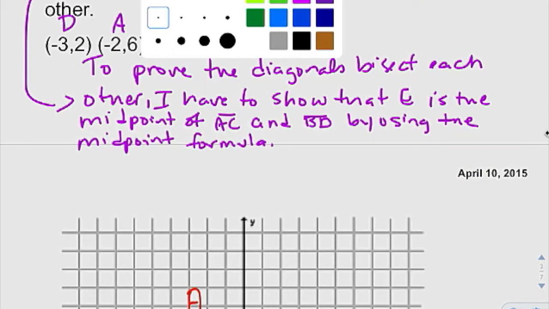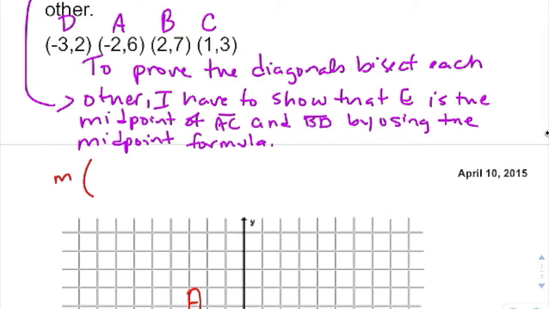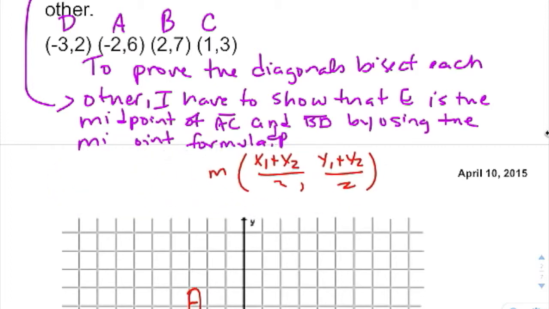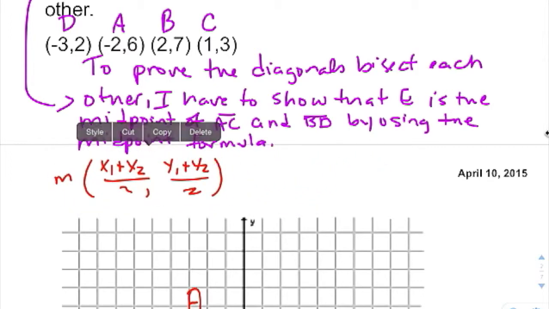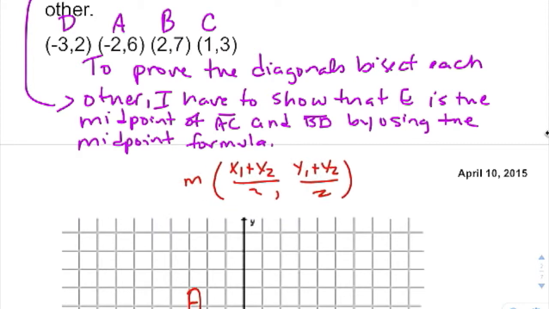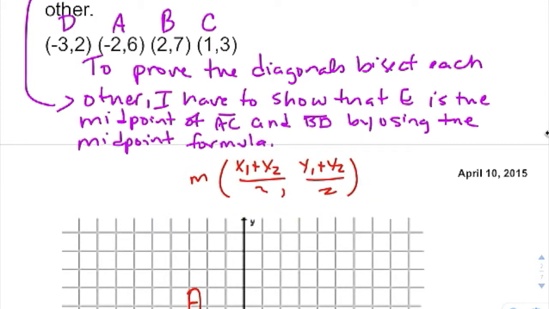So the midpoint formula is defined to be x1 plus x2 divided by 2. That gives the x coordinate. Then y1 plus y2 divided by 2 gives you the y coordinate. Now, like before, I'm going to put this in the middle because I'm going to split up my work into 2 parts.